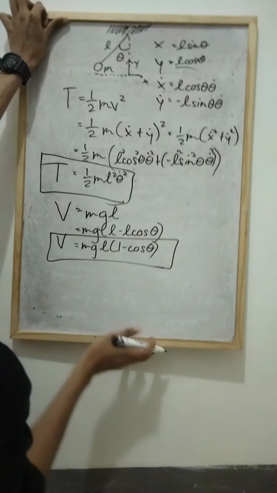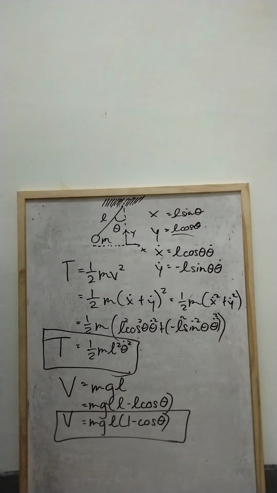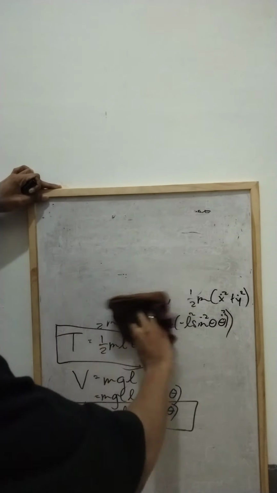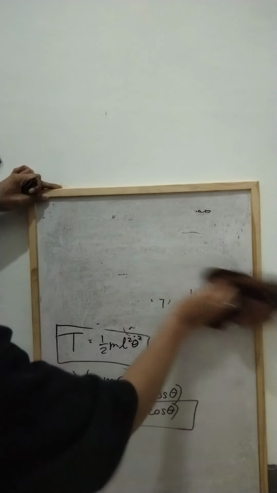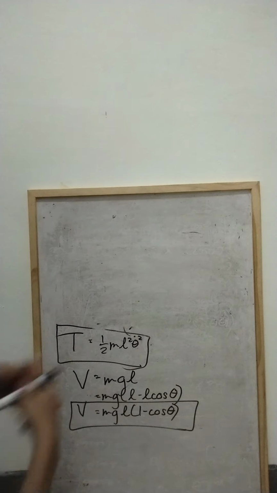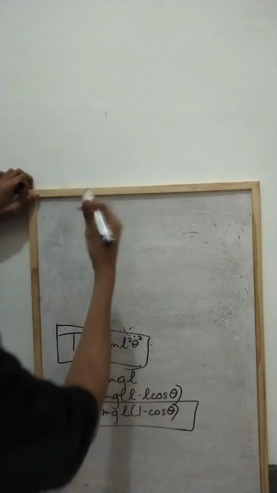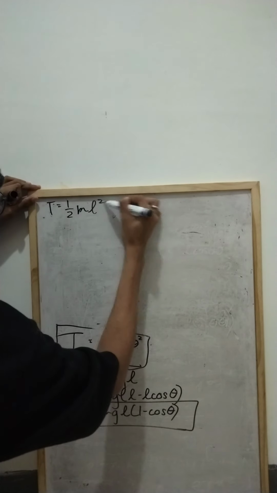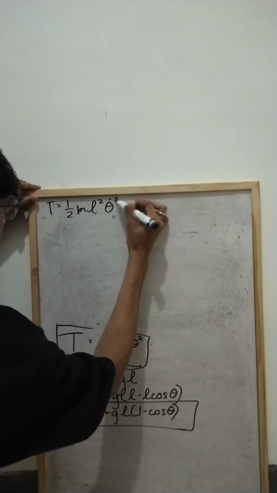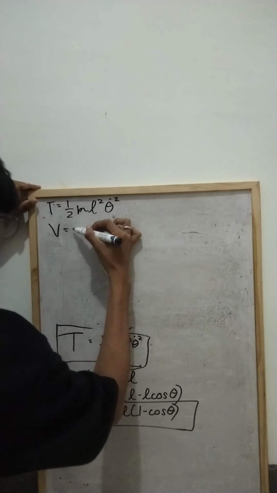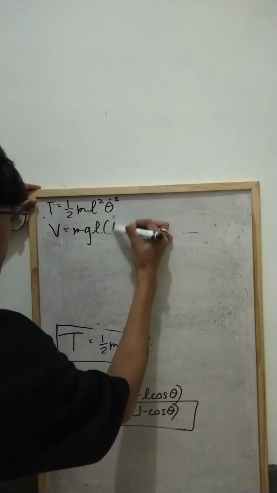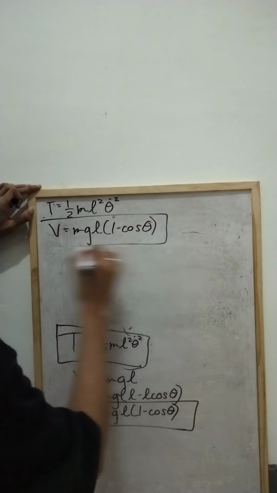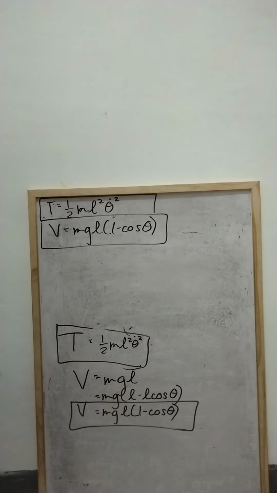So, let me just write it at the top. Let me erase this. Okay? And now, since we have the kinetic and potential energy, we can now proceed to the Euler-Lagrange equation. Let me just write these two answers at the top so I won't forget it. I have a bad memory. I mean, I'm bad at remembering things. So mgL of 1 minus cosine of theta. Now they're here. Now proceeding to the Euler-Lagrange equation.